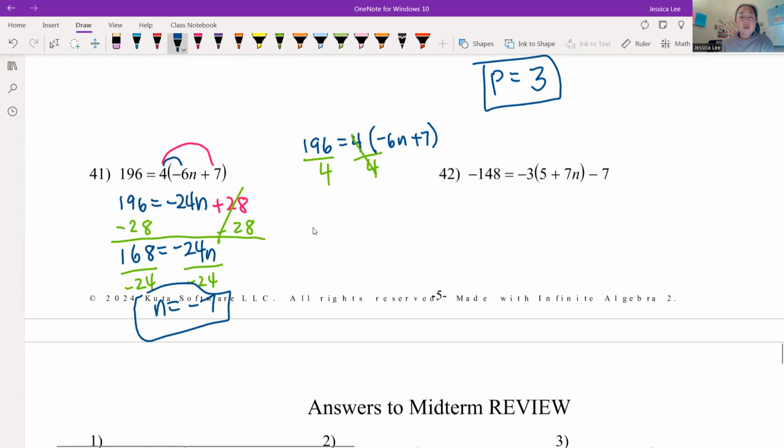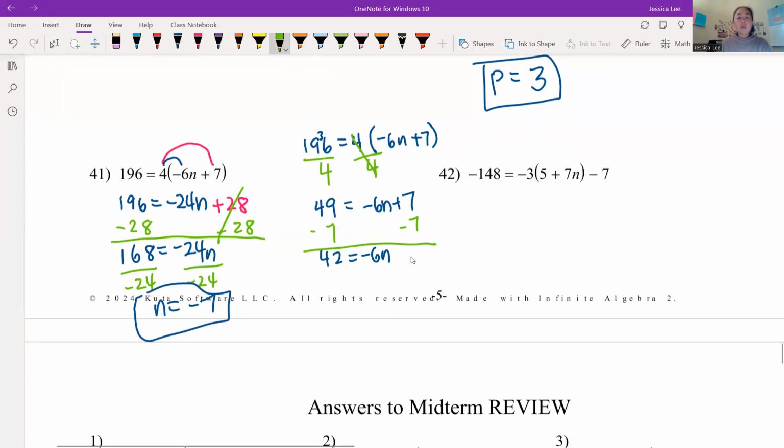196 divided by 4. So 4 goes into 19 4 times with a remainder of 3. 4 goes into 36 9 times. So look at that, 49. And then we have left negative 6n plus 7. The good thing about this method is that you get much smaller numbers. And notice right here, we have these bigger numbers. We just got rid of all that. And then again, two-step equation, subtract 7. But these are much smaller numbers. 49 minus 7 is going to be 42, is equal to negative 6n.